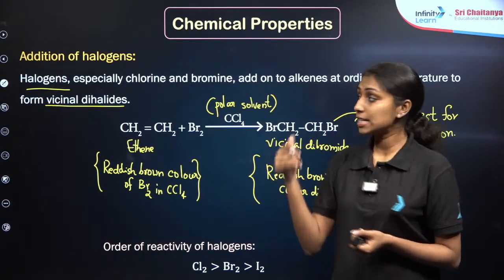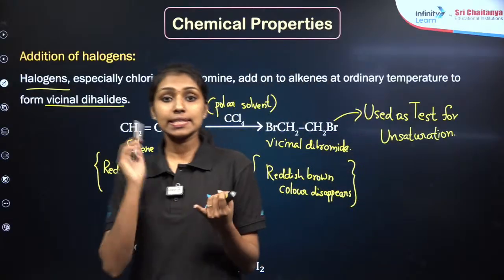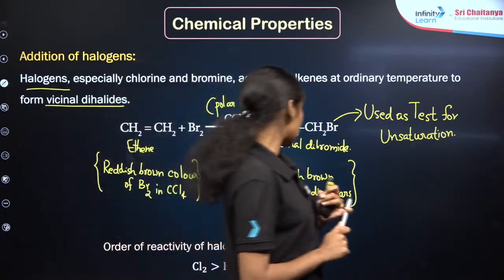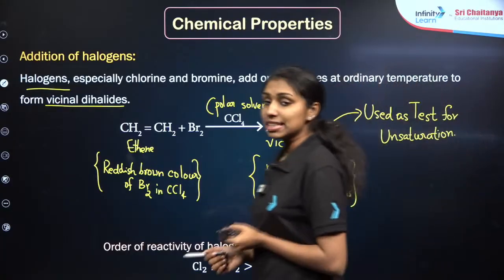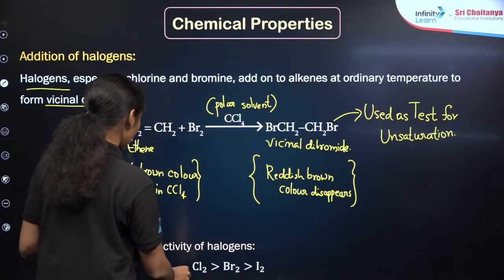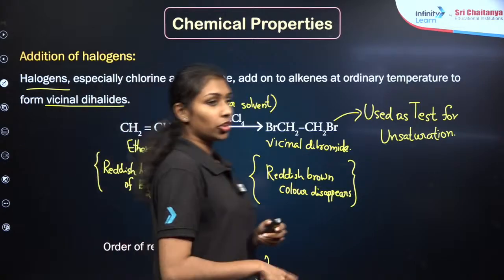So this general method is known as halogenation, right? We are adding halogens. Instead of bromine, we can use chlorine also, chlorine as a halogen, then iodine also. If you are considering the order of reactivity, chlorine has the maximum reactivity, then bromine, then iodine, right? Okay, I hope it is clear.